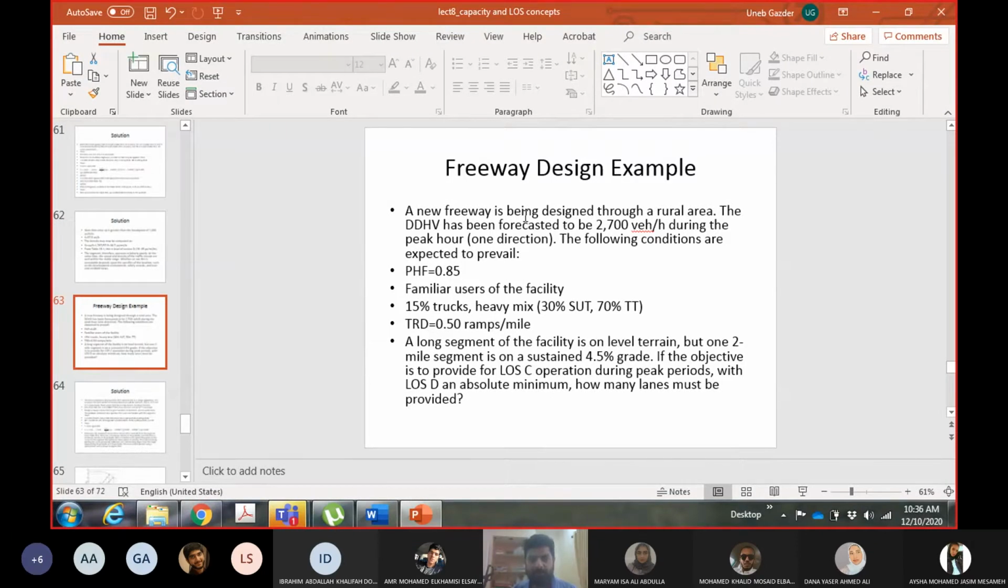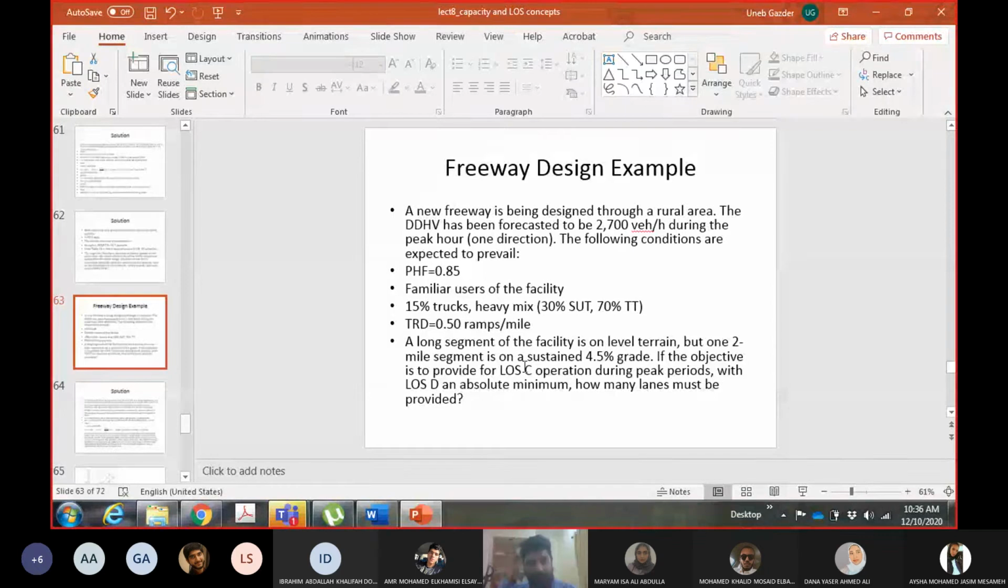Okay, for one direction the conditions are 0.85 PHF, familiar users, 15% trucks. Now we have a heavy mix, 0.5 ramps per mile. There is level terrain, and then there is a segment of 2 miles which has a 4.5% gradient. The objective is to maintain level of service C, but level of service D is also acceptable.